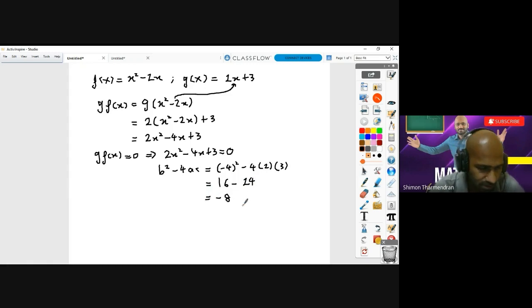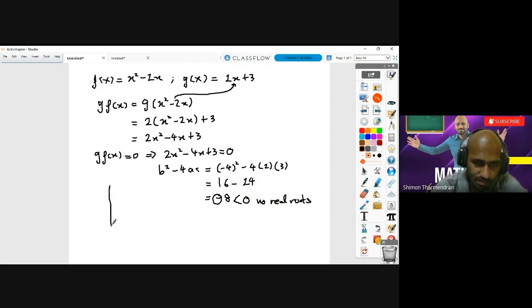Now that's not so important, the 8 value. What's important is this negative value. As long as it's less than 0, we have no real roots. So no real roots means this guy got no solution.